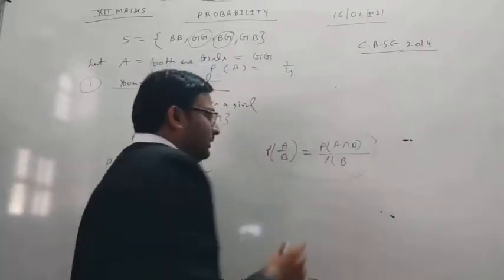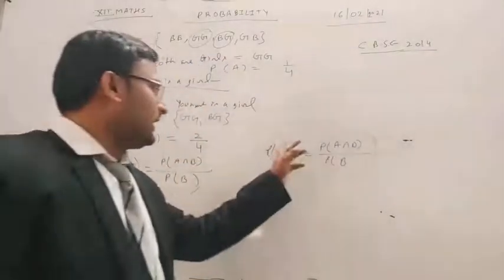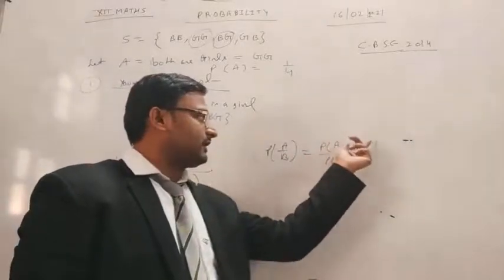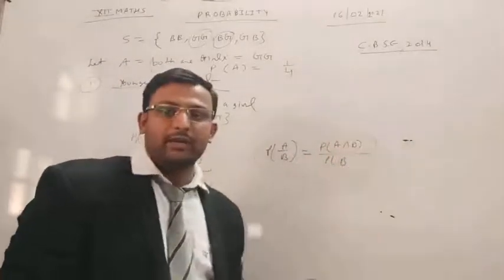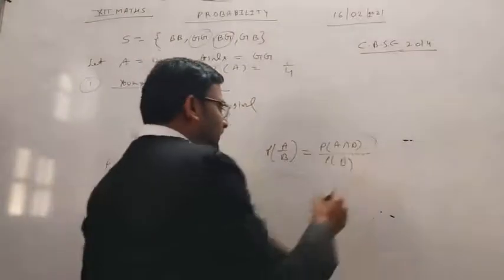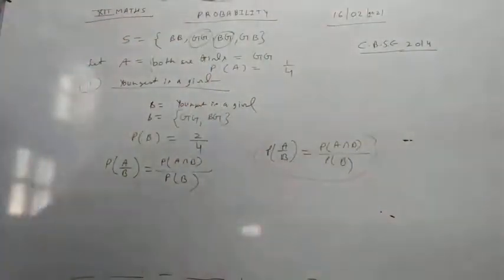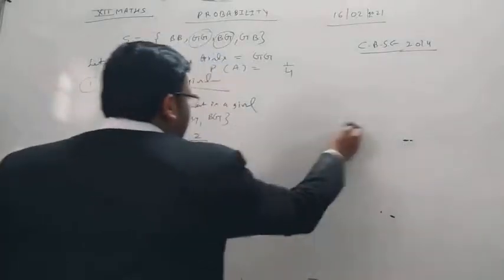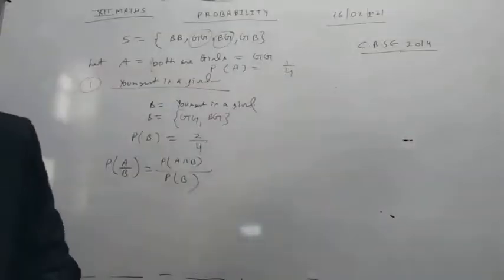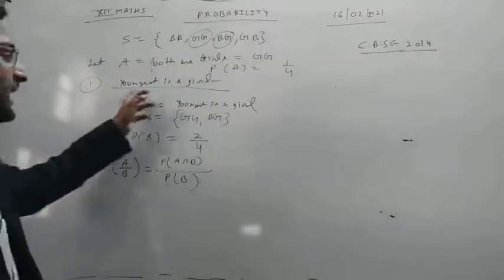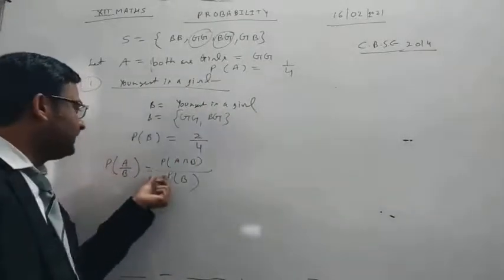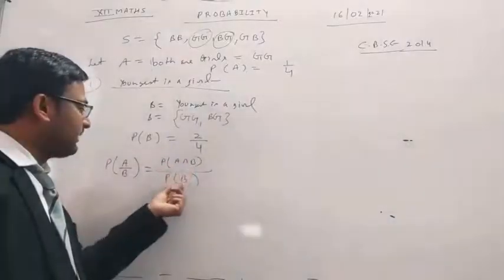So the conditional probability of an event A, given that B has already occurred, is defined as the probability of A intersection B by the probability of B. Okay students, so here we are using that formula of conditional probability. We have to find the probability of event A, that is both are girls, and the condition given to us is that the youngest is a girl. So the probability of A given B is the probability of A intersection B by the probability of B.